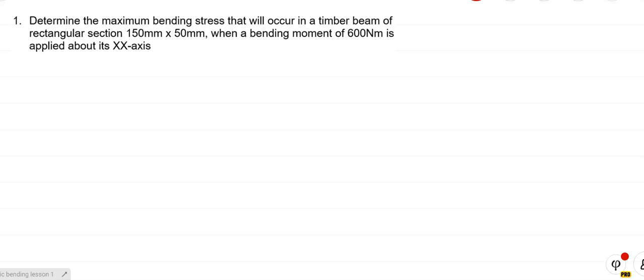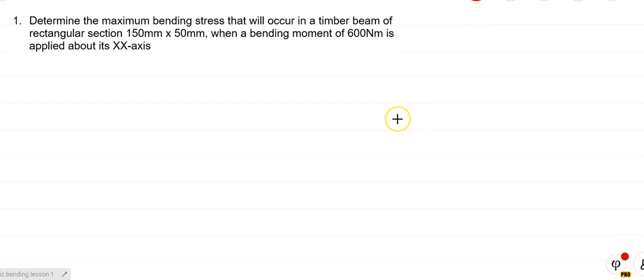Worked example, theory of elastic bending. There's the first problem: to determine the maximum bending stress that will occur in a timber beam of rectangular section. There are the dimensions, when the bending moment is applied about the x-axis.